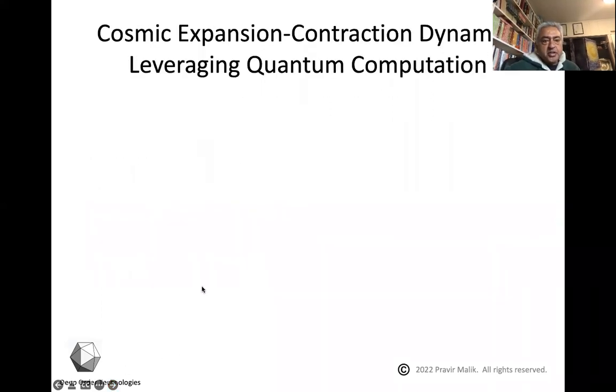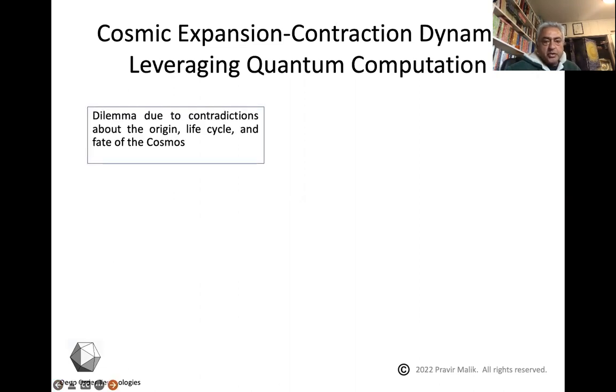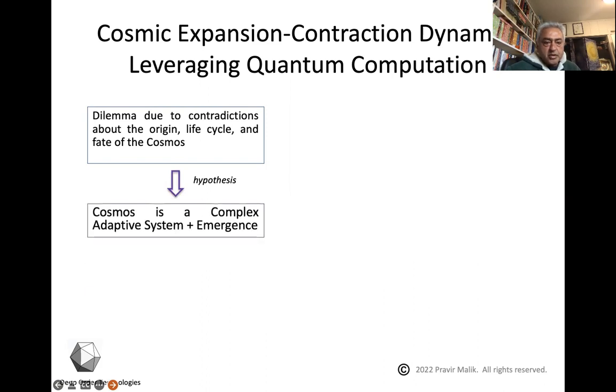In this paper, the gist is essentially to connect cosmic expansion-contraction dynamics to quantum computation. It's driven by the dilemma due to contradictions about the origin, life cycle, and fate of the cosmos. In this paper, the way this is resolved is by assuming that the cosmos is an instance of a complex adaptive system and therefore subject to dynamics of emergence.